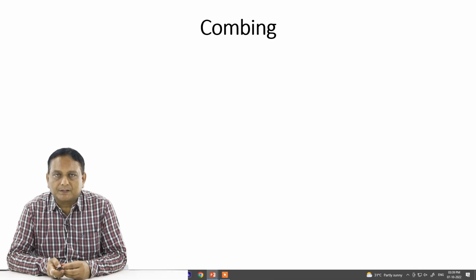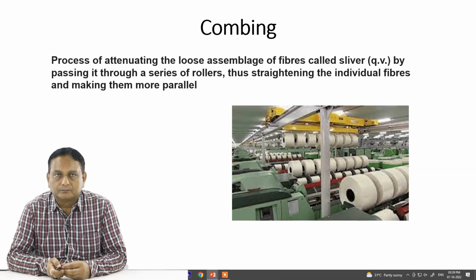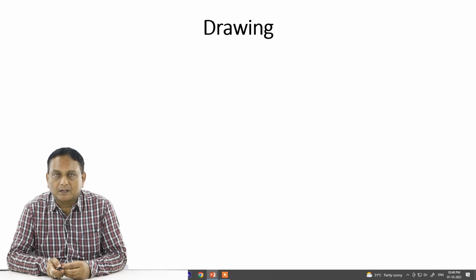Now let us go into the next process, that is the combing process. What does it do? This is the process of attenuating the loose assemblage of fibers called sliver. And how? By passing it through a series of rollers, thus straightening the individual fibers and making them more parallel. So that is the combing operation.